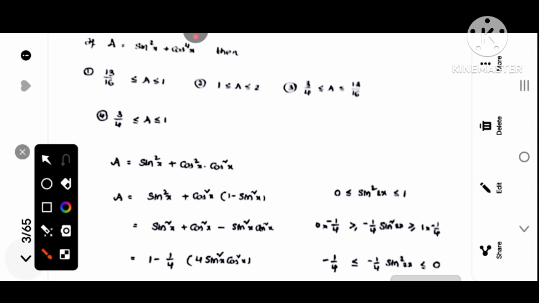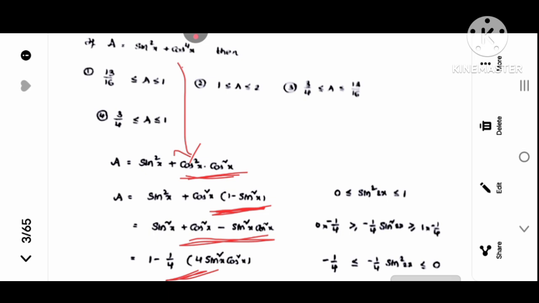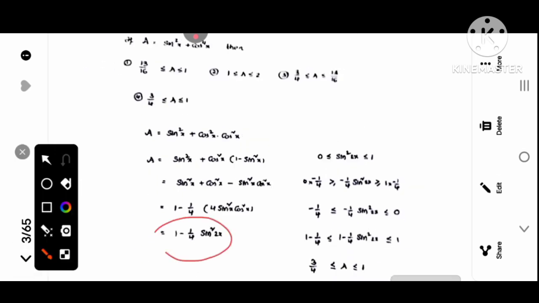See the answer. In the first step, take cos⁴x as cos²x into cos²x, and one cos²x is taken as 1 minus sin²x. Multiply the values, apply the 1/4 and 4 to this one. So this total value becomes sin²2x here. Now take the range of sin²2x, apply the minus 1/4 value and add the value 1. Then you get the range: 3/4 is less than or equal to A, which is less than or equal to 1. That is nothing but the last option.